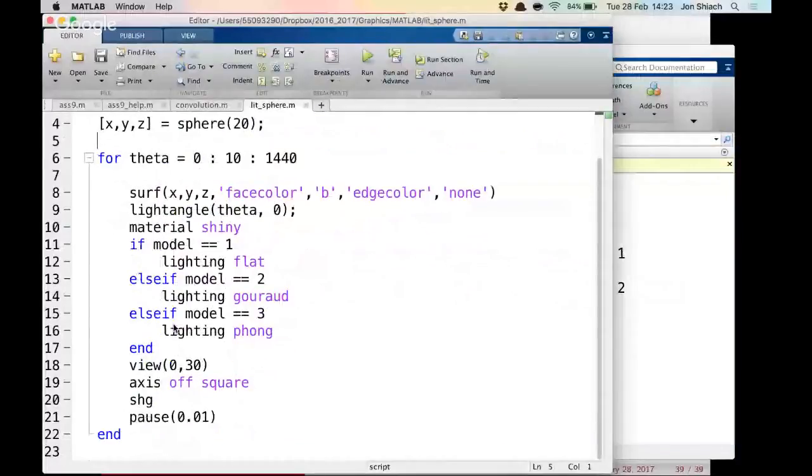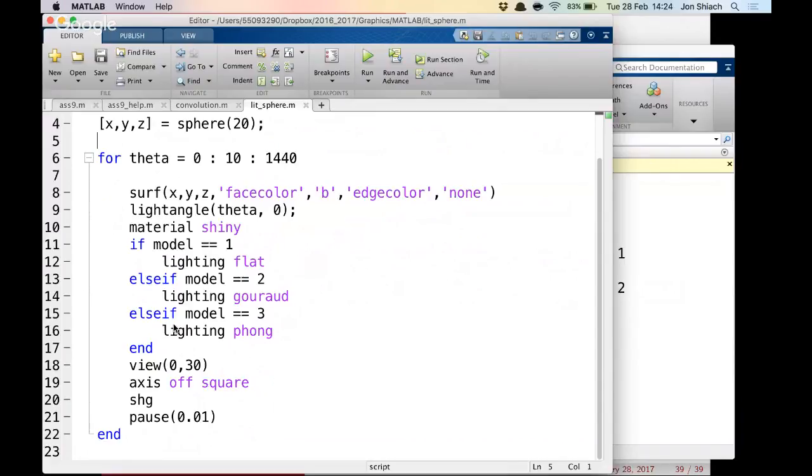This is the code. This is actually an assignment which I had a few years ago in this course, but I thought it was too easy, so I got rid of it. Anyway, you see there, there is a command called lighting phong. It would work, and I went on forums and asked why this doesn't work. Apparently, they've removed it from MATLAB. Don't know why.